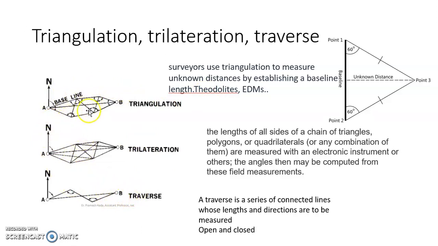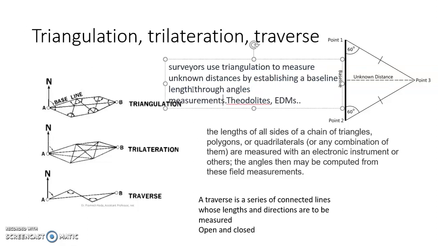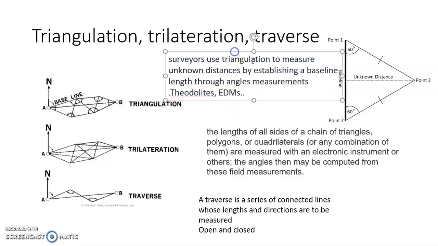Okay. Here in this image, there is a network of triangles and the observations which are recorded are marked. Can you see? What are the observations? Observations are basically the angles. So in triangulation, we measure the unknown distances by establishing a baseline length through angle measurement. Okay, so over here you can see this. You have 3 points, you're measuring the angles. And using these angle measurements, you are actually determining the unknown distances. The equipment used here will be a theodolite or any electronic distance measuring device such as a total station. Okay, where the angles will be recorded and the distances will be calculated.